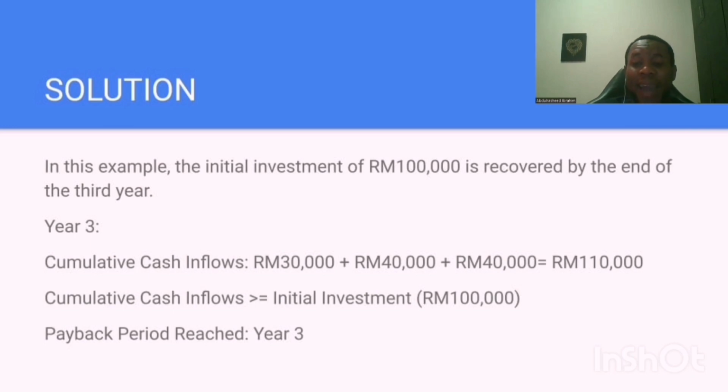That means at year three, Amir Enterprise has gotten back their investment of 100,000 with an additional excess amount of 10,000, which means their cumulative cash flow is greater than the initial investment of 100,000, which means their payback period is going to be 3 years.